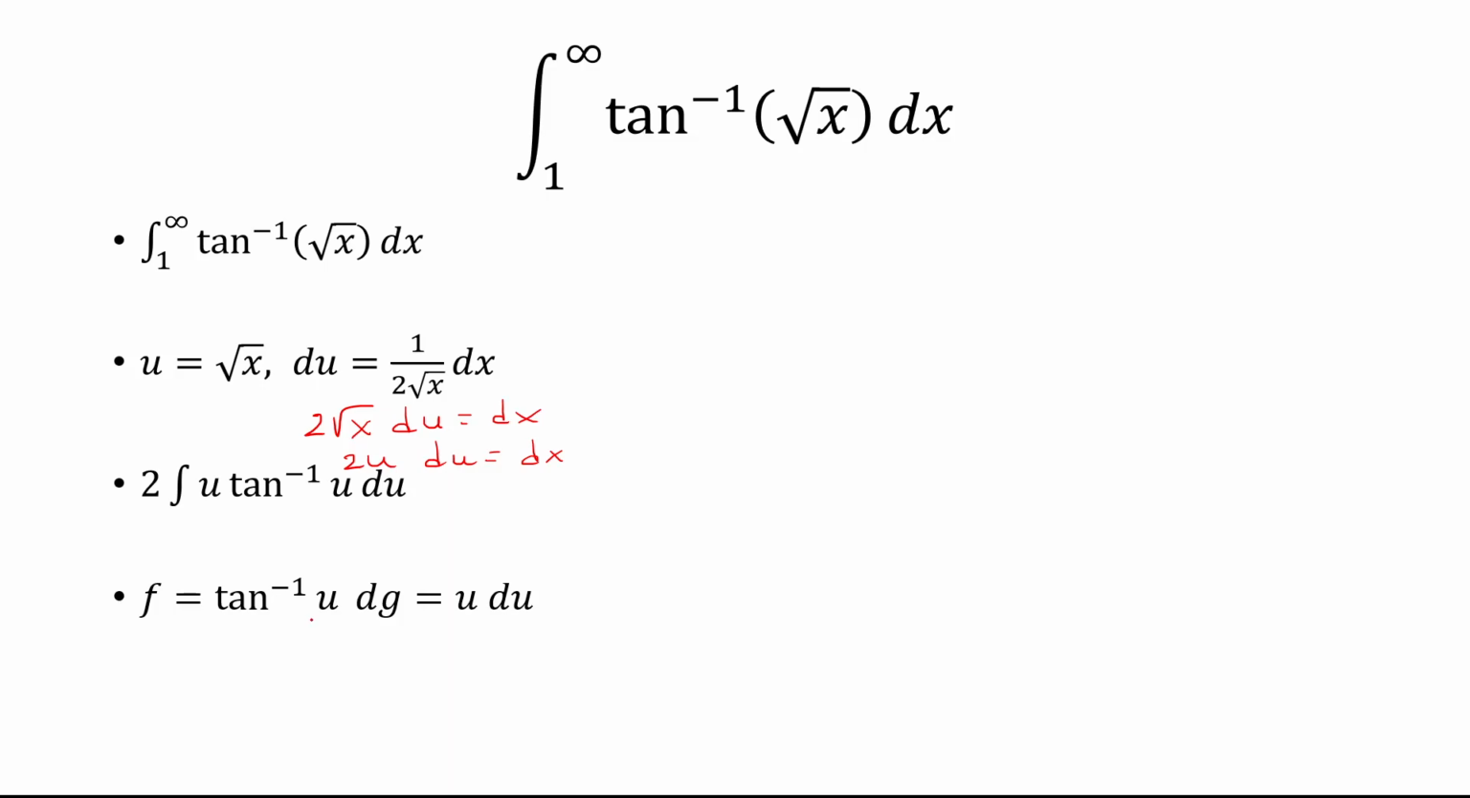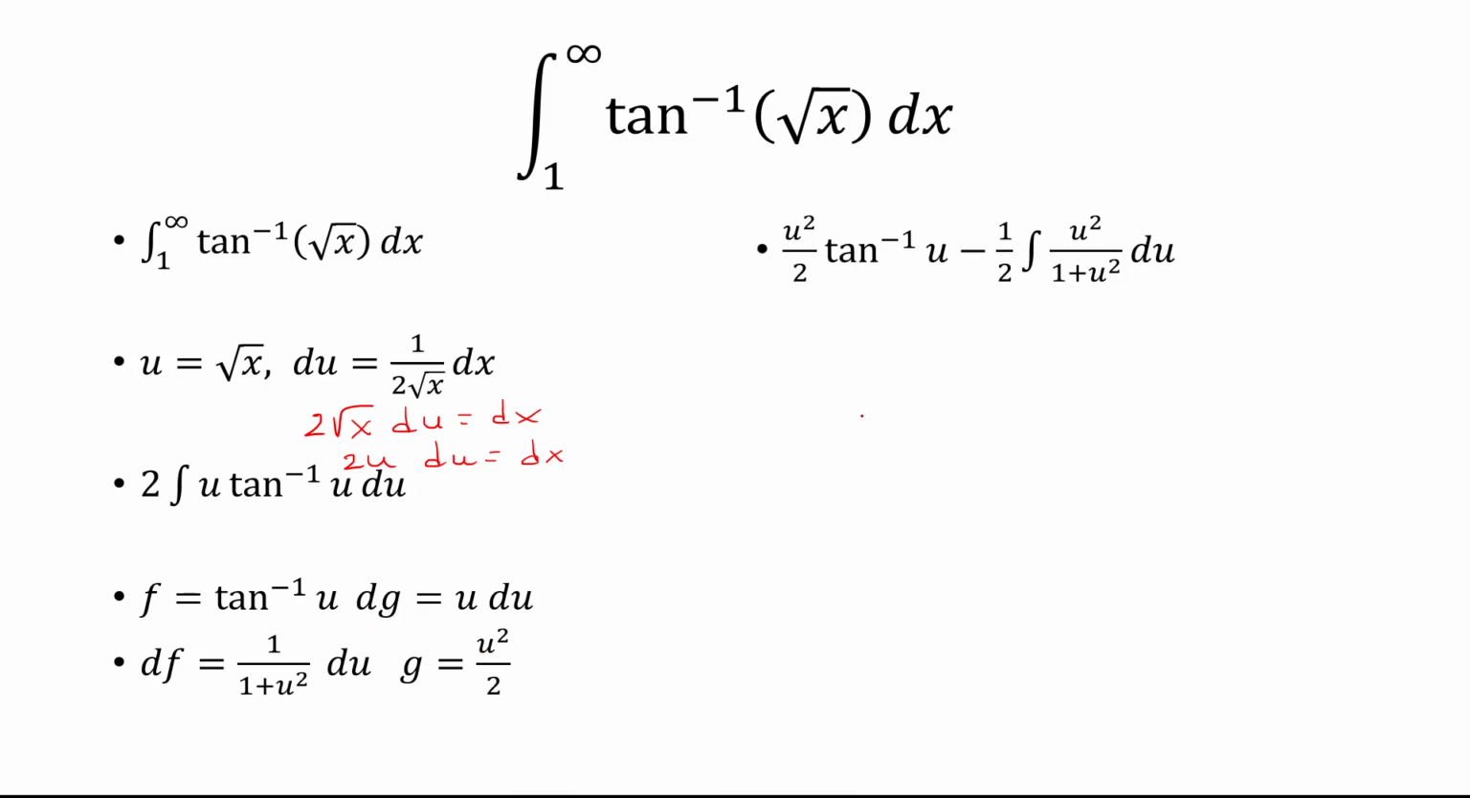We'll do integration by parts. We'll let f be inverse tangent. And then dg will be u du. So then the derivative of inverse tangent is 1 over 1 plus u squared du. And then g just will be u squared over 2. So now we multiply f and g and then subtract it by the integral of g df.